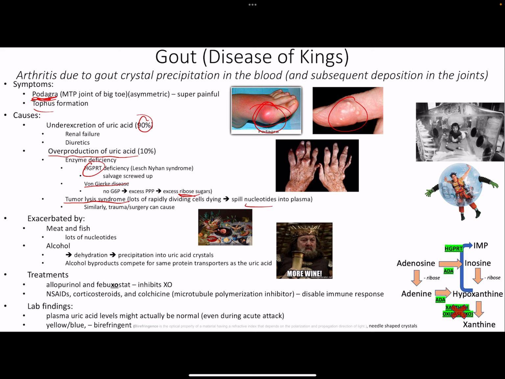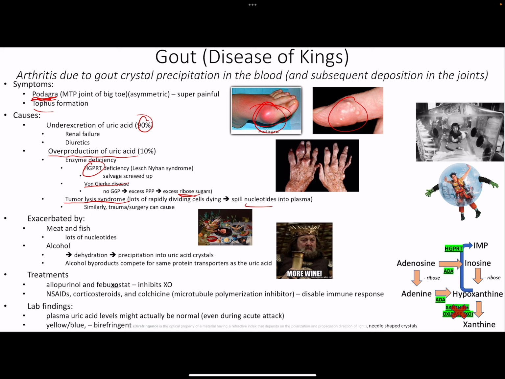It's not necessarily like the cancer, where you're making a lot of nucleotides, but it is the second part where if you're damaging a bunch of cells, they're going to spill a bunch of nucleotides out in the blood. That can cause too much uric acid, which can cause gout. Now, those are the underlying causes we just talked about. But it can be episodic. So someone might have gout and then just not have an attack for a couple of weeks, or they're fine, and then suddenly they have a big attack.